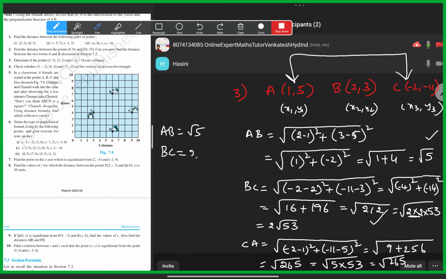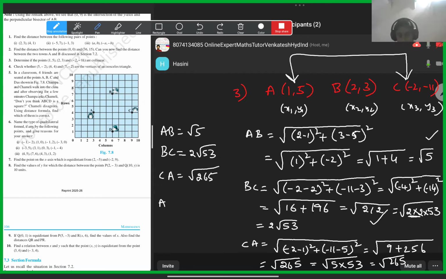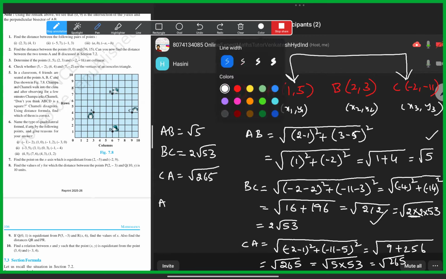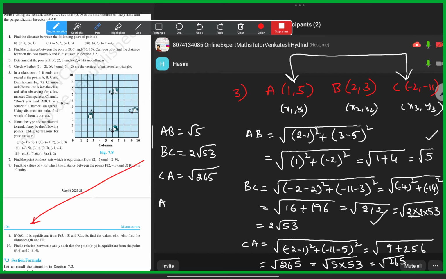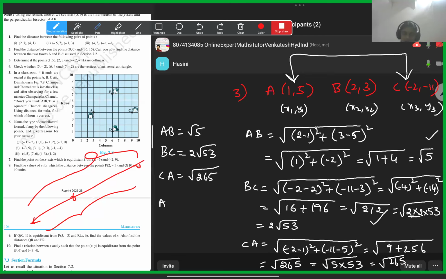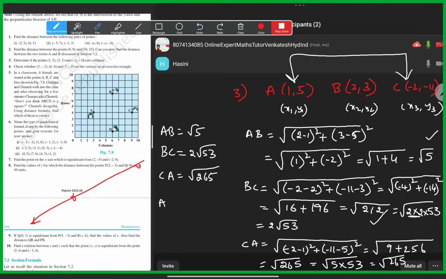So, Hasni, since the first two are the smaller ones than the third one, if we add the first two, then we should get the third one, no? Yes, sir. We cannot take the bigger one with the smaller one, no, Hasni? If they are collinear, like I said in the example before starting, the smaller distances' sum should be equal to the bigger distance, but not the bigger distance plus any smaller distance. So here 2 root 53 means actually it is root 212.